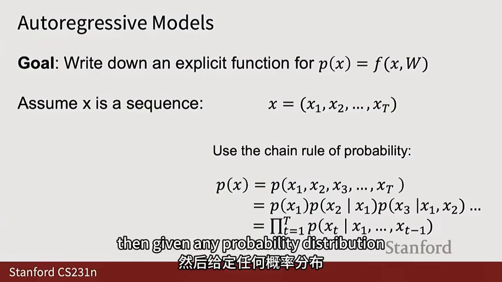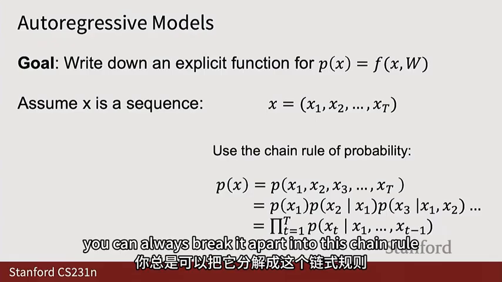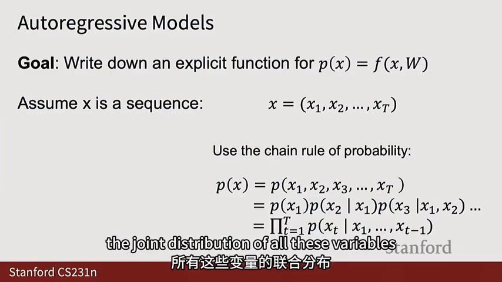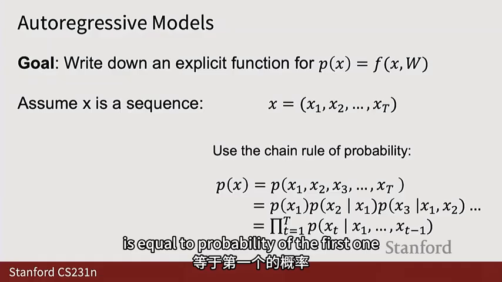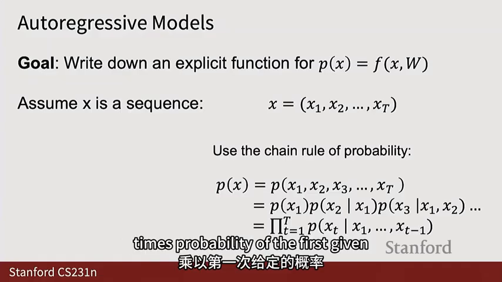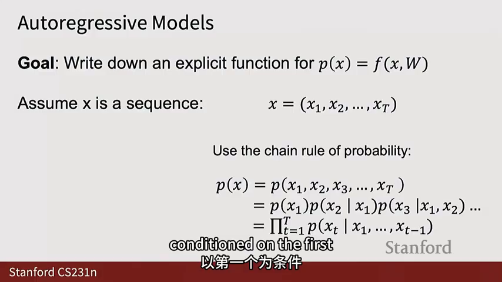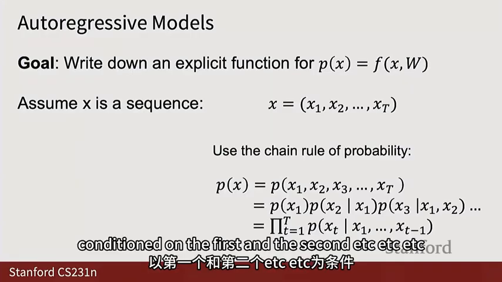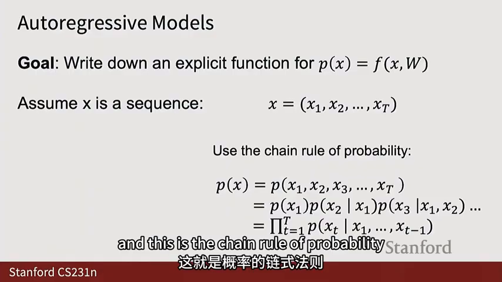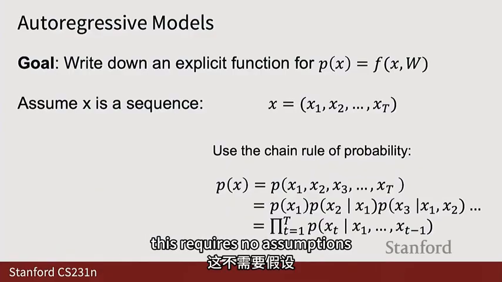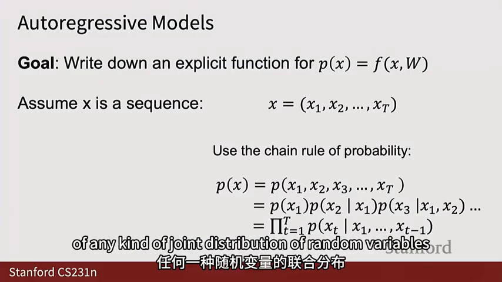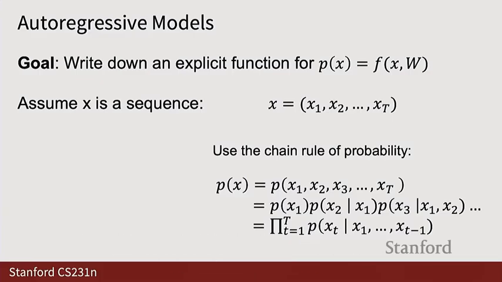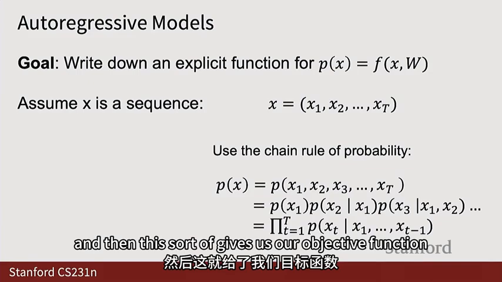Given any probability distribution, you can always break it apart with the chain rule. The joint distribution of all these variables is equal to the probability of the first one, times the probability of the second conditioned on the first, times the probability of the third conditioned on the first and the second, et cetera. And this is the chain rule of probability. This requires no assumptions. This is always true of any kind of joint distribution of random variables. And this gives us our objective function.